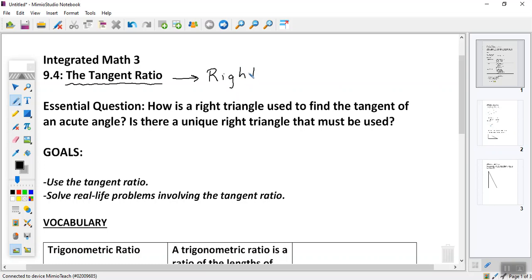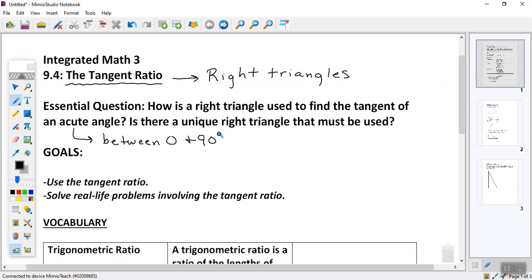Now, tangent has a lot of different meanings in mathematics. We're going to apply it to just right triangles today. The question we need to ask is, how is a right triangle used to find the tangent of what kind of an angle? Acute angle, so between what and what? Between 0 and 90 degrees, yep. It says, how is a tangent function used of an acute angle? Is there a unique right triangle that must be used? And the answer to that's going to be no.